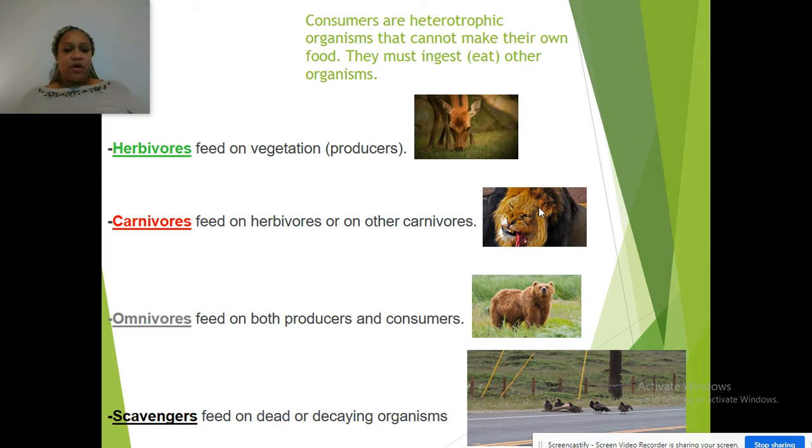Carnivores feed on herbivores or on other carnivores. Omnivores, they feed on both. That's why I have the gray right there. It's a gray area. They do both, producers and consumers. And then you have scavengers. Now, how many of you have ever seen those vultures eating roadkill? Ugh, disgusting. I turn my head every time. All right, so those would be your scavengers.